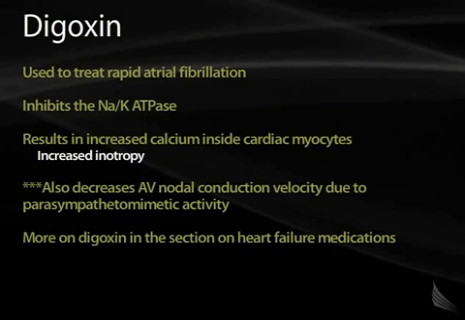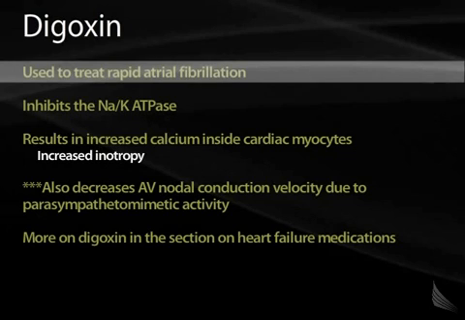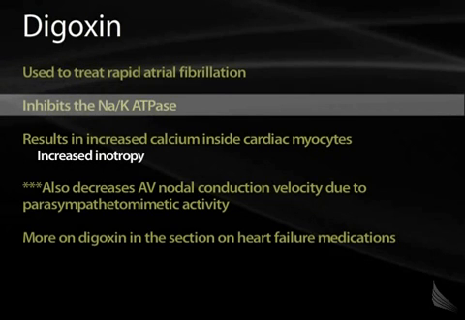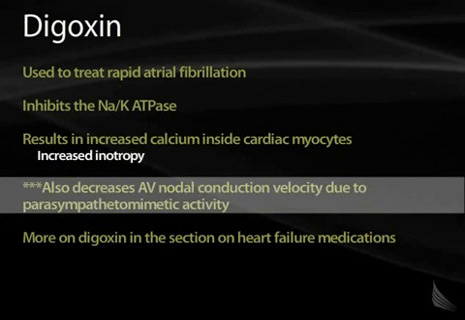Digoxin is another antiarrhythmic that's not classified according to the 1, 2, 3, 4 system. Dig is used for two different types of patients. It's used for patients with heart failure and those with rapid atrial fibrillation. The way that it works for heart failure is that it inhibits the sodium-potassium ATPase, which leads to an increased concentration of calcium inside cardiac myocytes. This causes increased inotropy and allows the heart to beat more strongly. For patients with atrial fibrillation, the way that it works is it decreases AV nodal conduction.